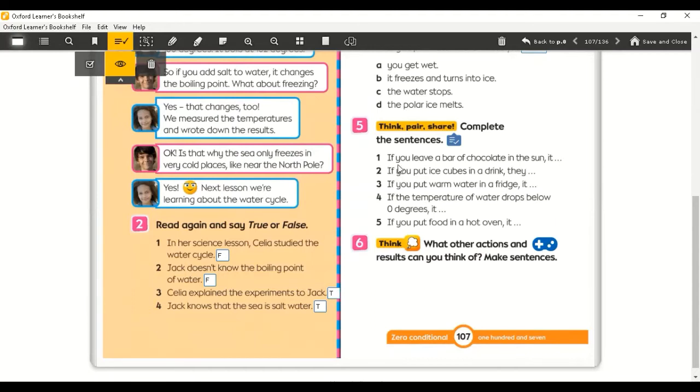Look at number 1. If you leave a bar of chocolate in the sun, what happens? Okay, number 2. If you put ice cubes in a drink, and number 3, if you put warm water in a fridge, number 4, if the temperature of water drops below 0 degrees, and number 5, if you put food in a hot oven. Have you finished? Okay, great.